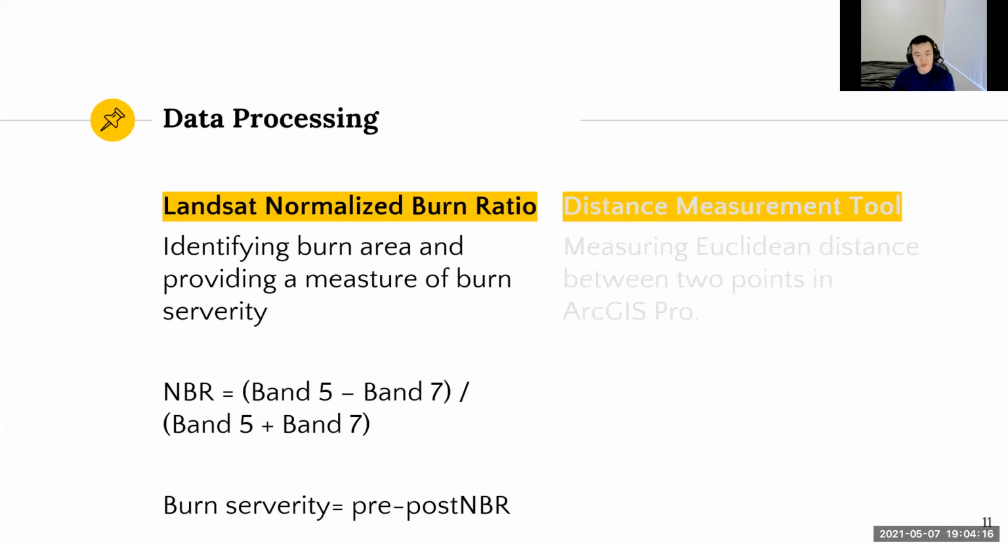Normalized burn ratio is a value that determines burn area and burn severities. It is calculated by the near-infrared and shortwave infrared band of the Landsat product. The formula is shown below. The formula is for the Landsat 8 data we are using.